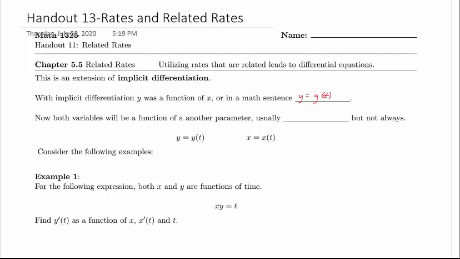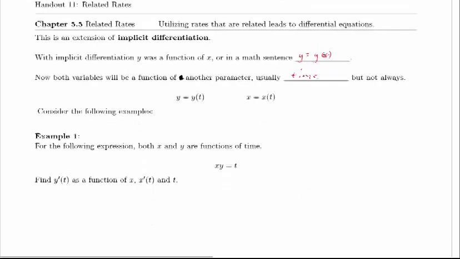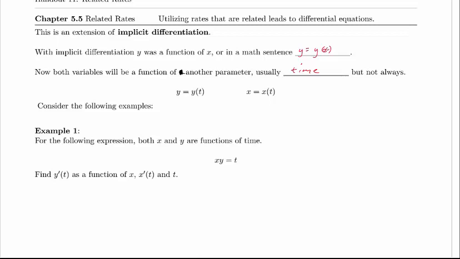Alright, so now both variables will be a function of another parameter. Usually time, but not always. And so the other parameter we have in here. So here we got y as a function of t, and we got x as a function of t. Alright, so let's continue on.